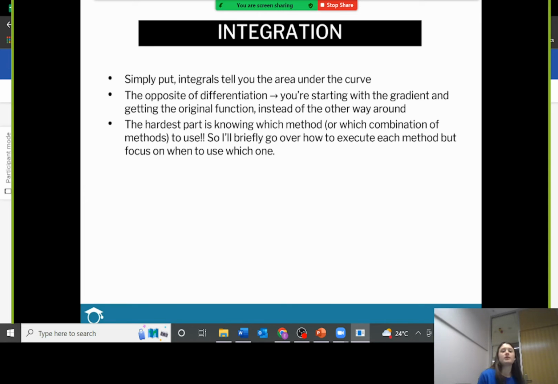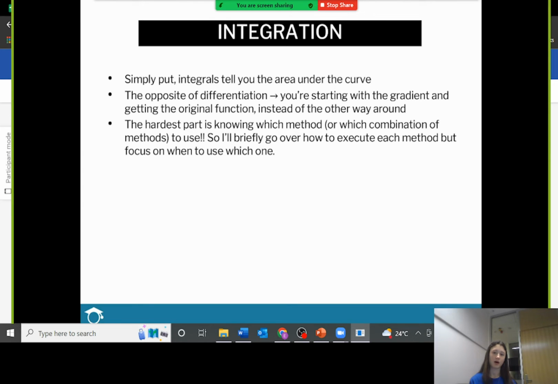So let's get started on integration. Basic things most of you guys probably already know, but the integral tells you the area underneath a curve. So underneath the curve being the area between the curve and the x-axis. It is the opposite of differentiation. So when you are deriving a curve, you're finding the gradient, but if you get that derivative and you integrate it back up again, you're finding the area under that curve.